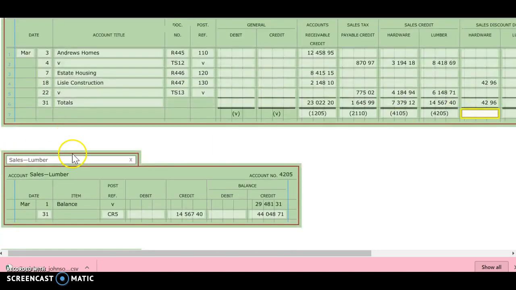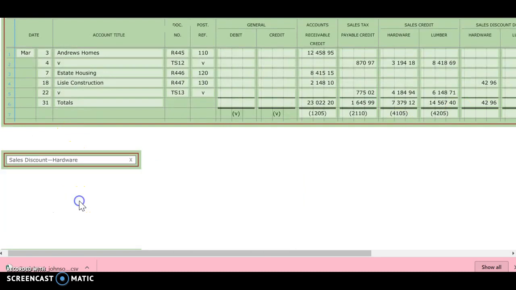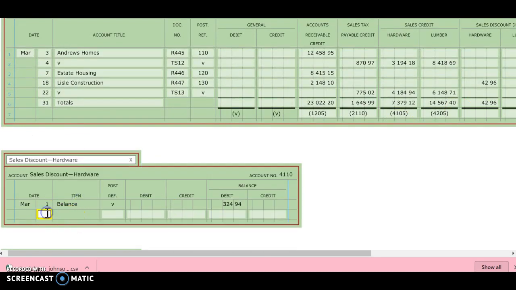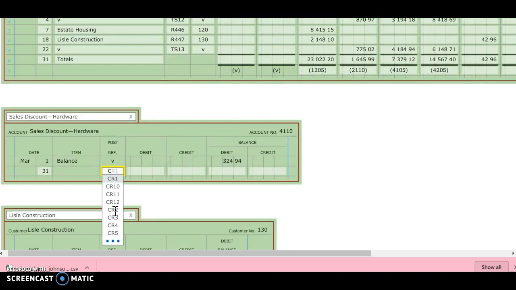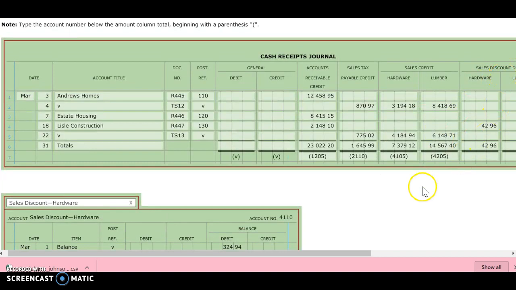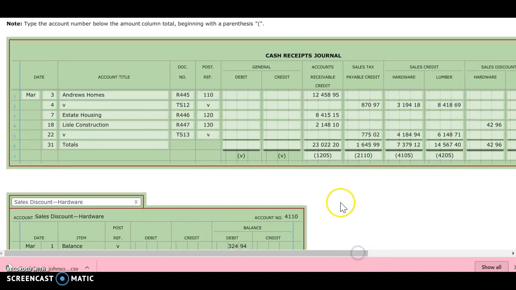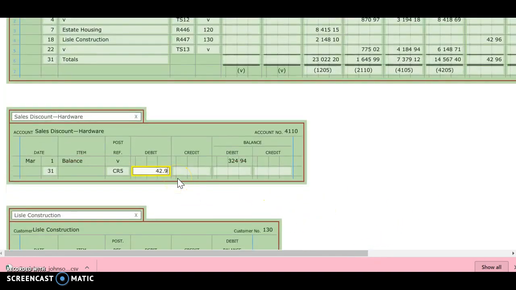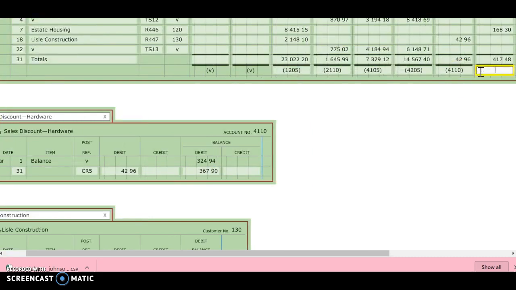Next, I have my sales discount hardware. 31st, CR5. I have a debit. This is labeled as a debit of $42.96. My new balance then will be $367.90. Account number 4110.